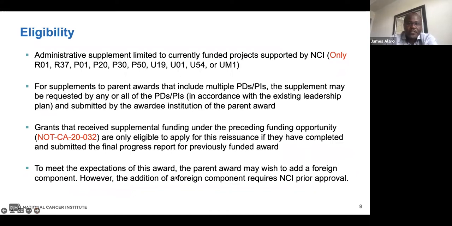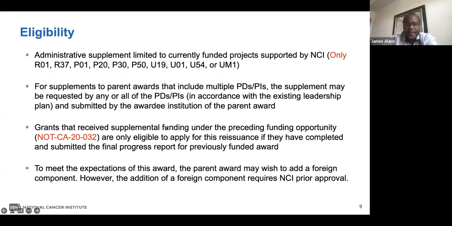Eligibility considerations, again: we've listed the activity codes that are supported here. The parent has to be an NCI supported award that is active, and where the parent includes multiple PDs or PIs, we request that any or all of the PDs be listed according to the leadership plan that you had previously, and that the supplement be submitted by the awardee institution of the parent award itself.